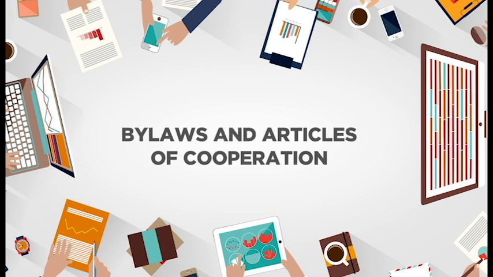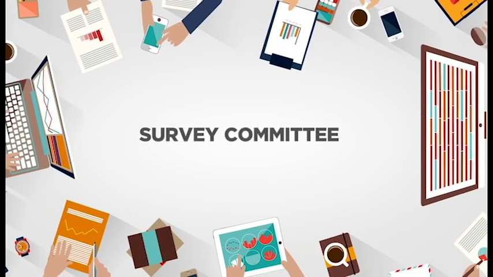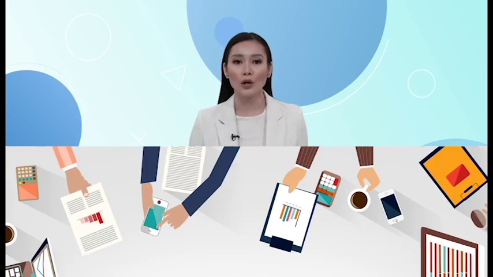Documentation Committee. It prepares all the required documents such as bylaws and articles of cooperation and other requirements for the registration of the cooperative. Survey Committee. It gathers data and other relevant information for the cooperative. Its survey confirms, adds, and updates the data gathered by the core group.